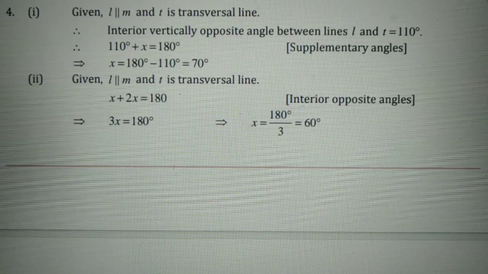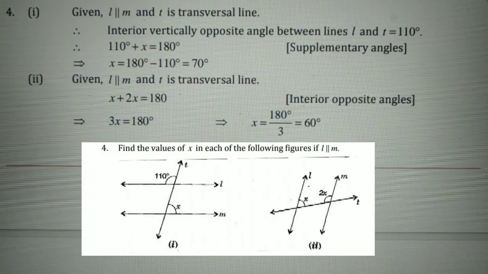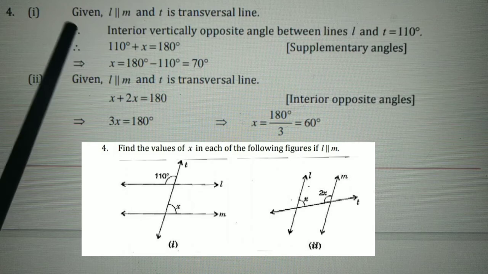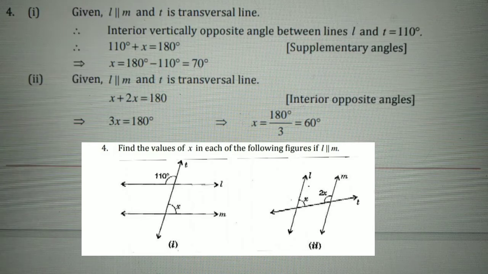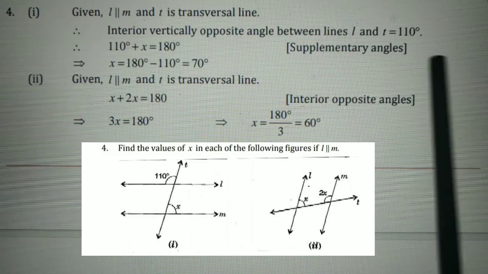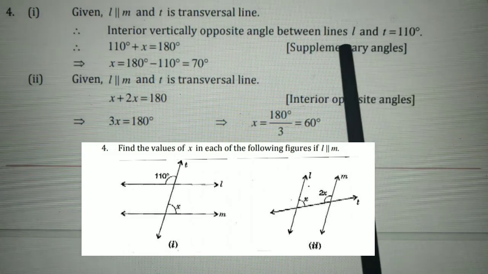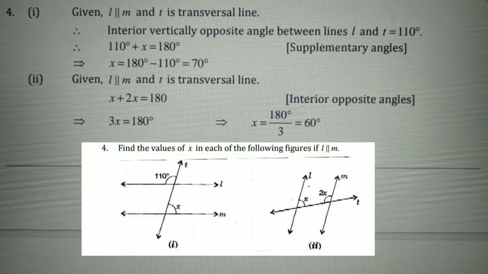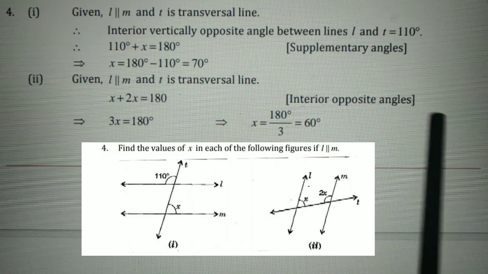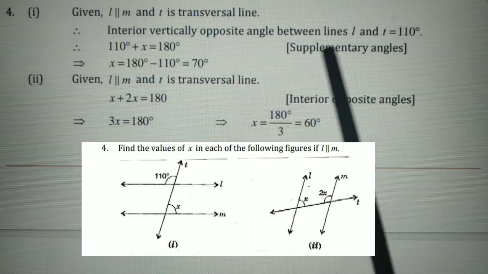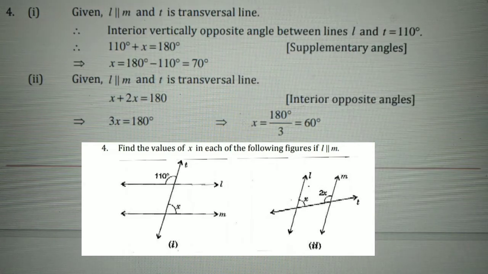So students, let us observe the solution of question number 4. Given that L is parallel to M and T is the transversal line. Therefore, we can use the property of corresponding and interior angles. Now the vertically opposite angle between the two lines and a transversal line is equal to 110 degrees. That is the first angle, vertically opposite angles between the lines.